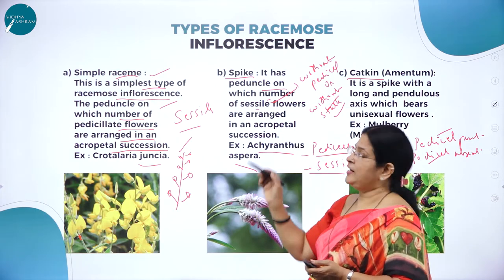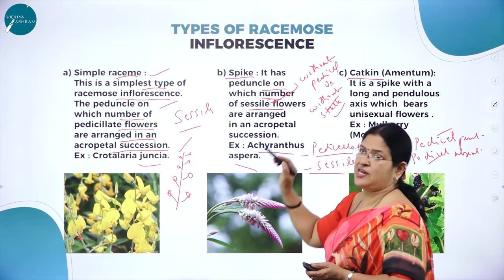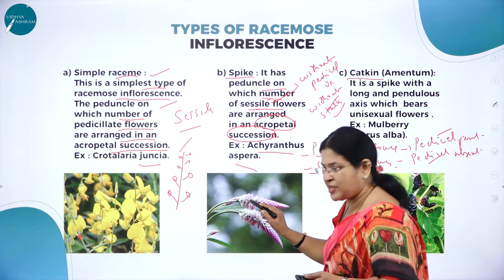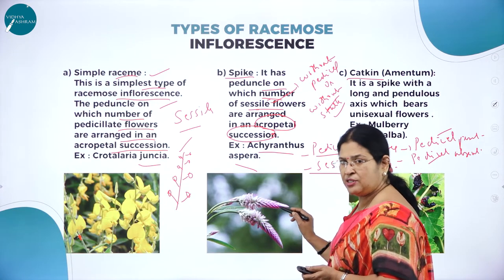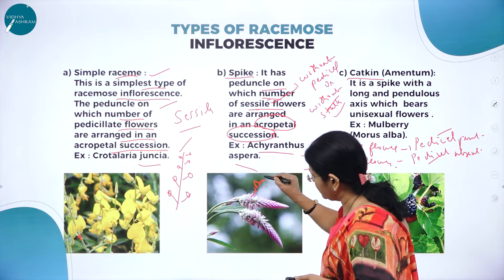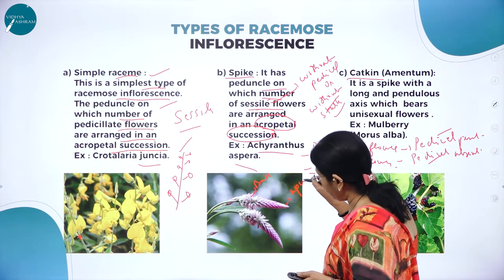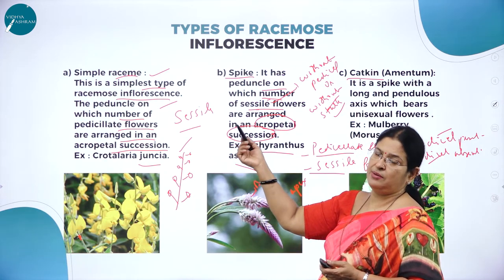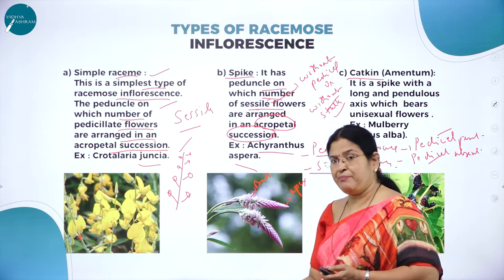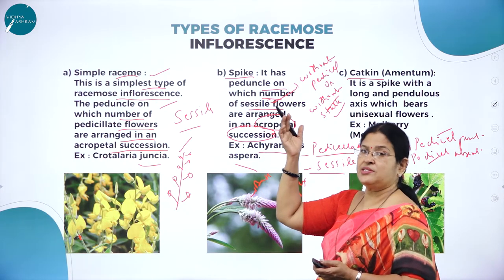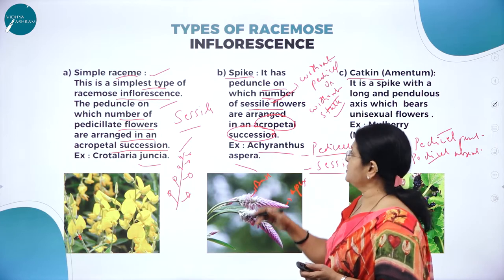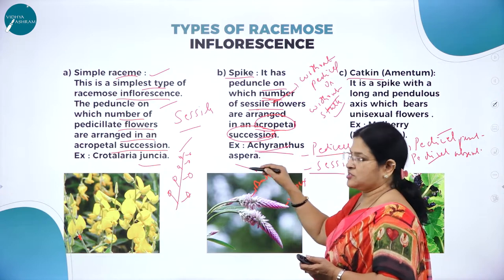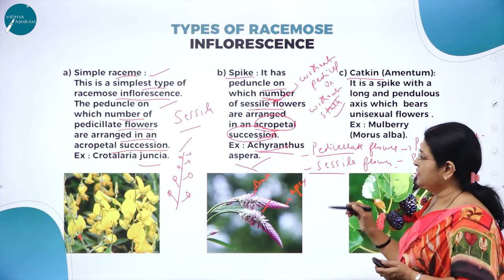So what is spike? It has a peduncle on which a number of sessile flowers are arranged in an acropetal succession. Here you can see the older flowers are at the base and younger flowers are at the apex. So this is base and this is apex. Here also, acropetal succession. Older flowers are at the base, younger flowers are at the apex. So from base to apex, right? In cymose, from apex to base. So here it has a peduncle on which a number of sessile flowers are arranged in acropetal succession. Example you can take is Achyranthes aspera.